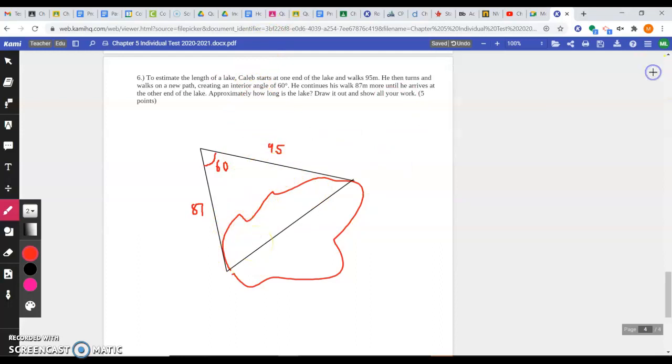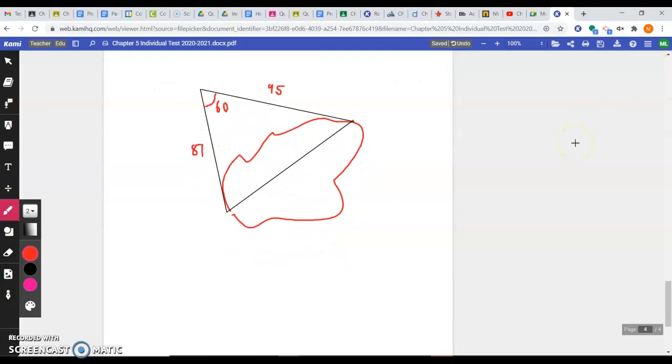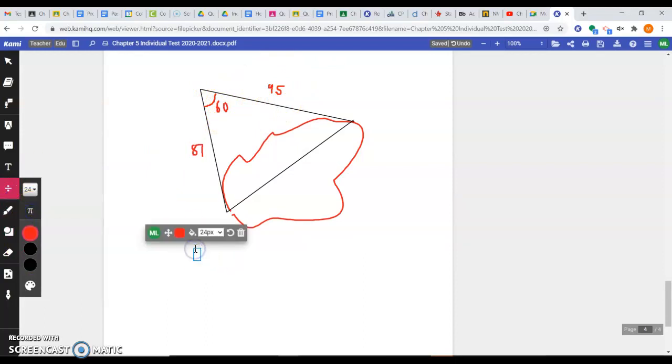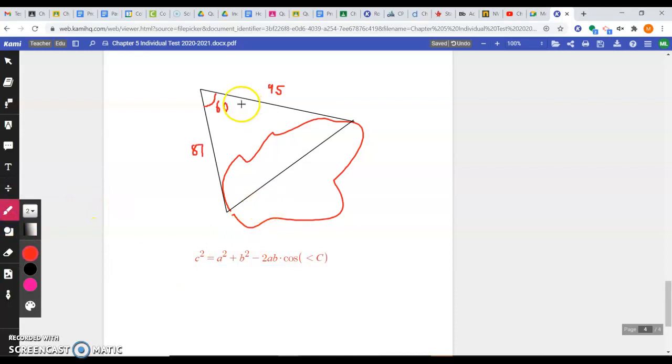So when it's a non-right triangle, it's either going to be law of sines or law of cosines. Well, since we have one angle between two side lengths we know, it's going to be the law of cosines. And the law of cosines is as follows: c squared equals a squared plus b squared minus 2 times a times b times the cosine of angle C. In a law of cosines problem, your angle C is the one angle they're going to give you. So in this case, it's 60.